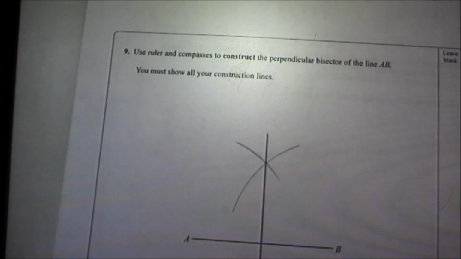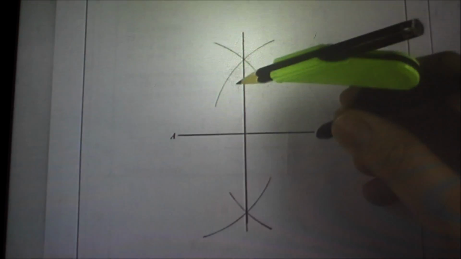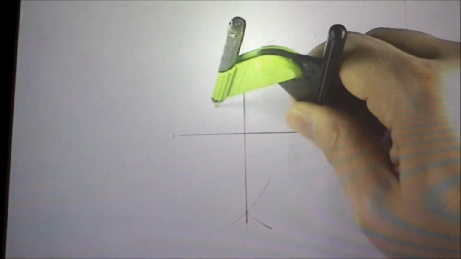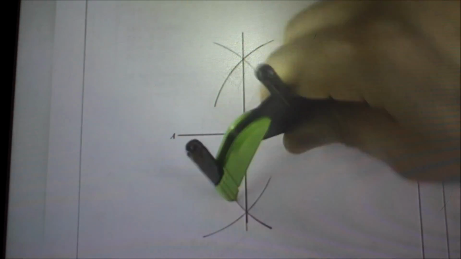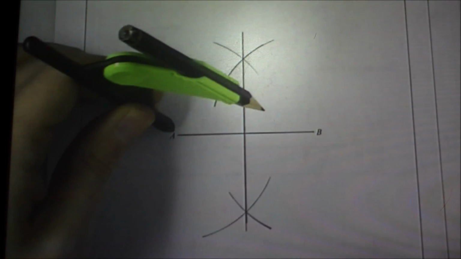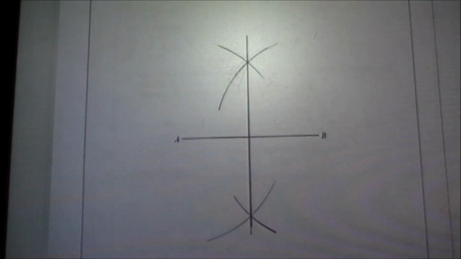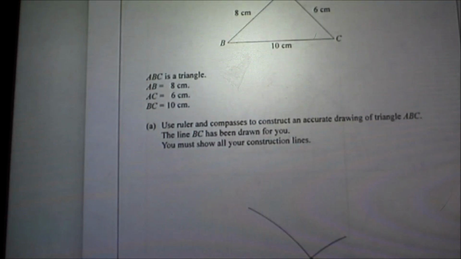Question number 9. Use compasses to construct the perpendicular bisector. The perpendicular bisector is the one where you put it on point B, and you've got to do, I'm trying to get it like I've done it before, a loop there and a loop there. Then you do one the other side, that goes from there to there and there to there, and then you just draw straight through and connect them up. There we go.